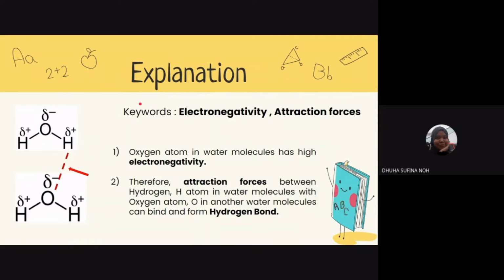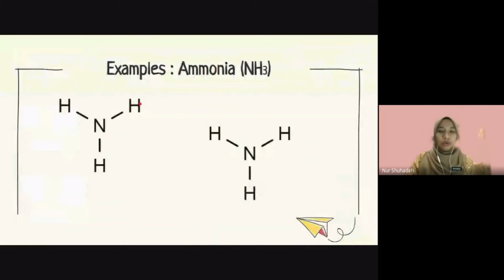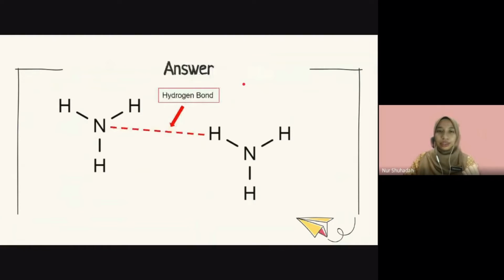Okay, so we move to the second example. We have the ammonia molecule. As usual, we must check the requirements first. First, whether it has hydrogen atom or not. Yes, ammonia has hydrogen atom. Second, the hydrogen atom is bonded to FON. It's bonded to nitrogen, so it can form a hydrogen bond. So where does this hydrogen atom bond to form hydrogen bond? It will bond to the nitrogen atom in another molecule to form a hydrogen bond. So like this. Do you understand, class? Can you follow me?